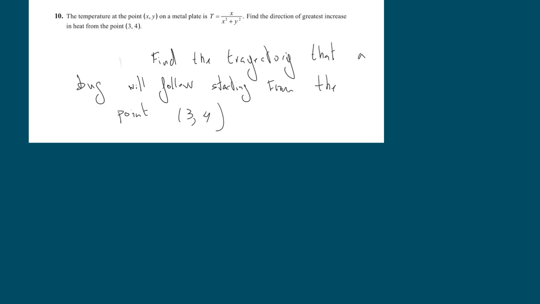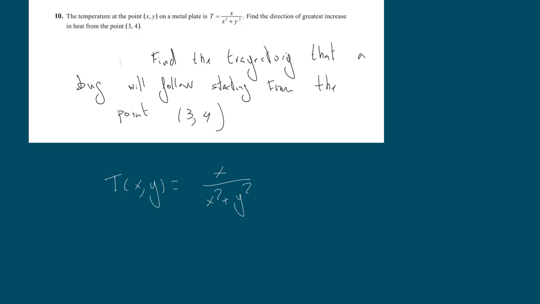Okay, let's present the solution to this problem. We have a function that is the temperature. It's a scalar function. The temperature at any point x, y is T of x, y equals x divided by x squared plus y squared. What we want to find first is the direction of the greatest increase in heat.